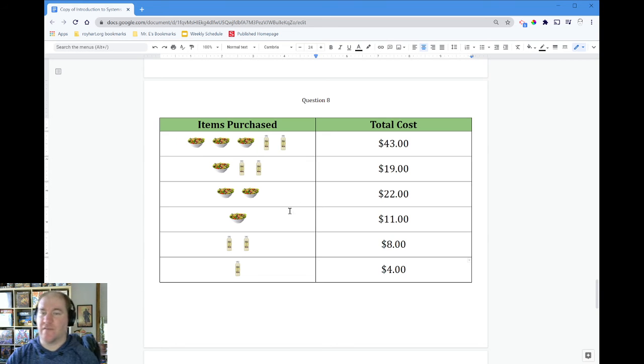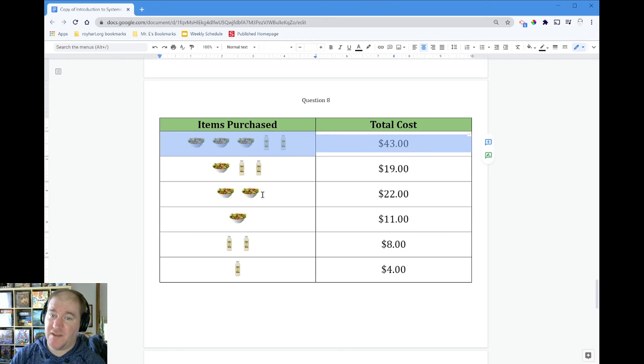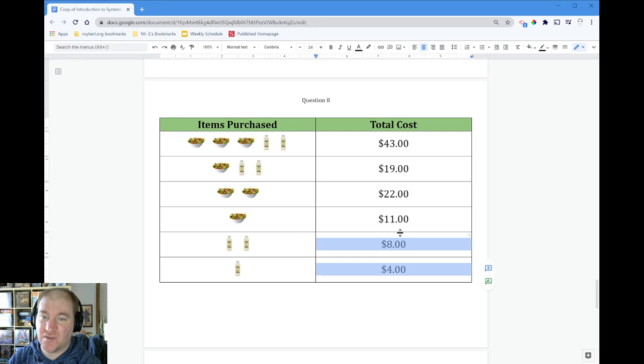By the way, to check one of these questions, what you would do is pick one of the rows and see if it makes sense. 3 salads is $33 plus the $8 for, yeah, see, this is why I'm checking, because I made a mistake somewhere. So let's go backwards.